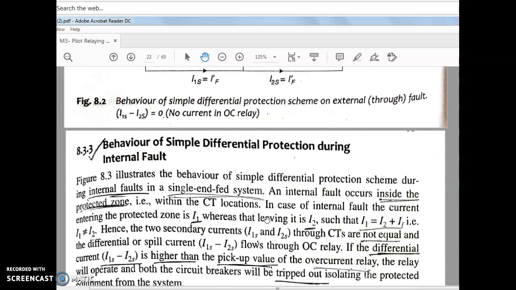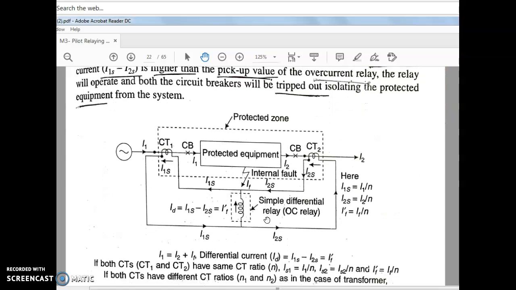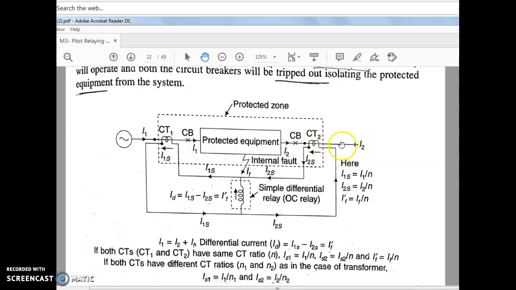Okay. If the internal fault occurs, internal fault means whatever CTs are connected, CT1, CT2, if the fault occurs between these two points. Okay, and this is a transmission line, right? Equipment is connected. If the fault occurs here, what happened here? This is also similar to a simple differential protection scheme. During the internal faults, what happened here? For an internal fault, it is like a single end fed. Internal fault means a fault inside the protected zone, that is, within the CT locations.